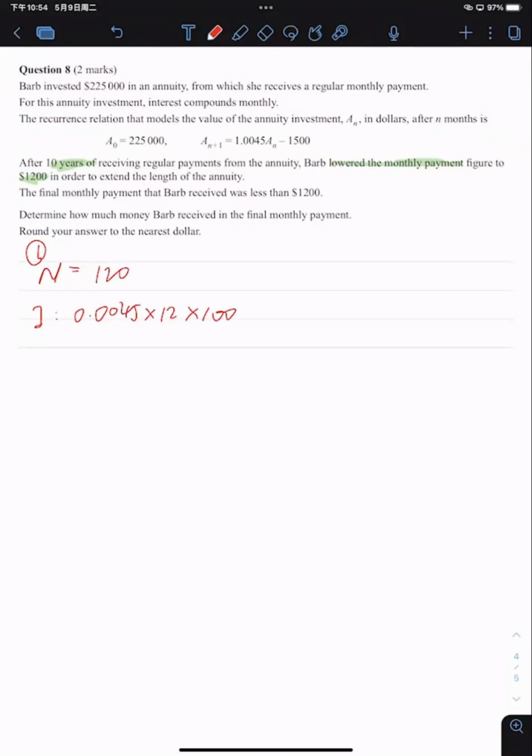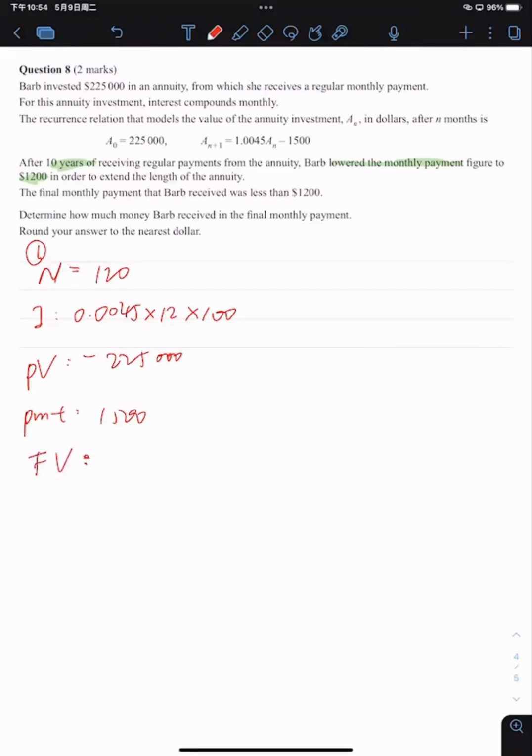All right, what is the PV here? You actually gave the money to the annuity and you receive the money. When you make the payment, it's negative, but once you receive the payment, that is positive. That makes your PV a negative number. So negative 225000. And then what is the future value? We are actually looking for the final one, right? So we just leave it blank.